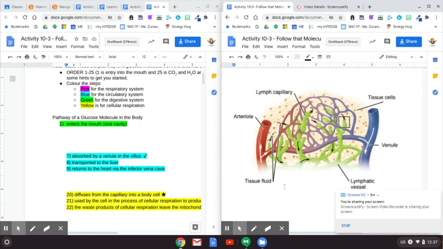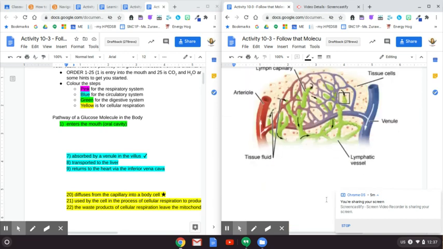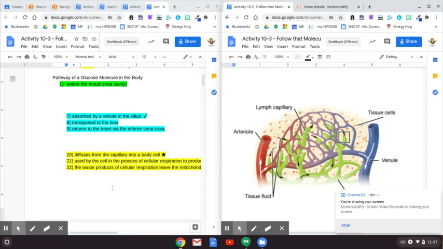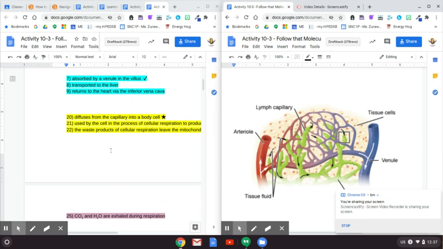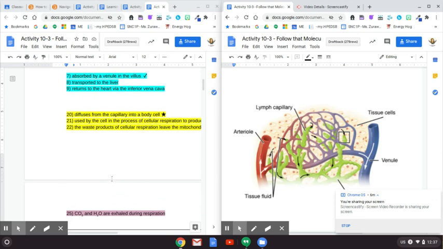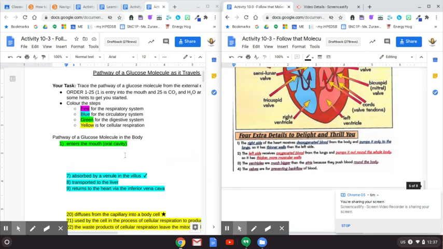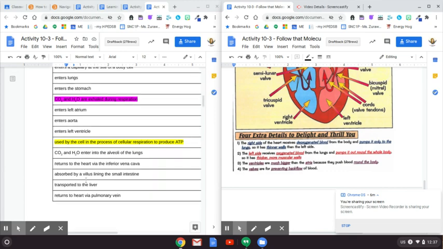Once it goes out to the body and follows the arteries, it's going to get into a capillary system out within the body in different areas, and then you're going to have the diffusion of the glucose molecules into the cells for cellular respiration, and all of those parts are listed here. So I think you guys will do okay with this. You just have to think about what makes sense and try putting these in order.